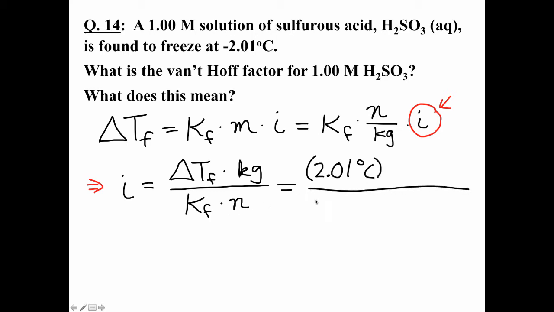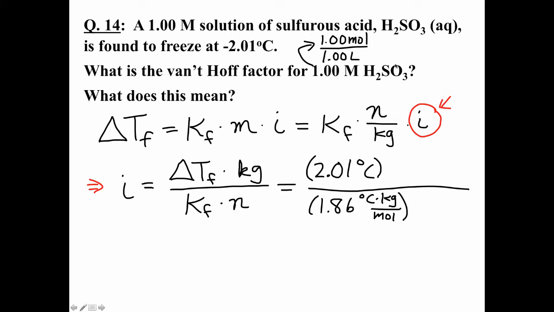The freezing point constant is a lookupable number, 1.86 degrees Celsius kilogram per mole. And then the moles of solute and the kilogram of solvent can be determined from the concentration of the H2SO3, but unless we know its density, we're going to have to do some estimating. So let's assume that we have 1 liter of solution, so we have 1 mole of solute in 1 liter of solution.